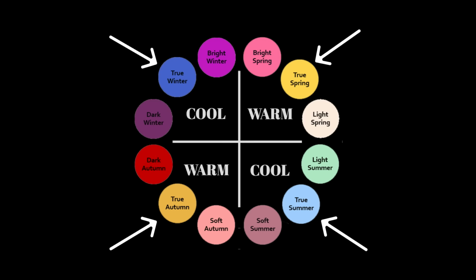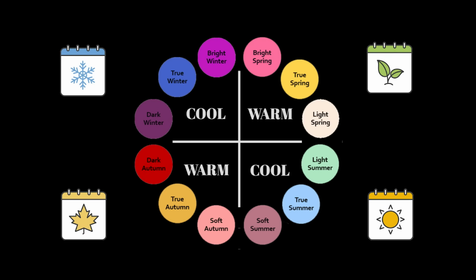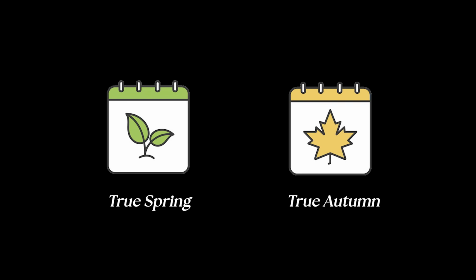Since we're talking about temperature today, if we focus on true seasons for the moment, the reason why the word true comes in front of these types is because these are the color palettes that remind us the most of what we typically think of when we think spring, summer, autumn, or winter. So in that sense, they're the most representative of the 4 seasons, which is why they're called true seasons.